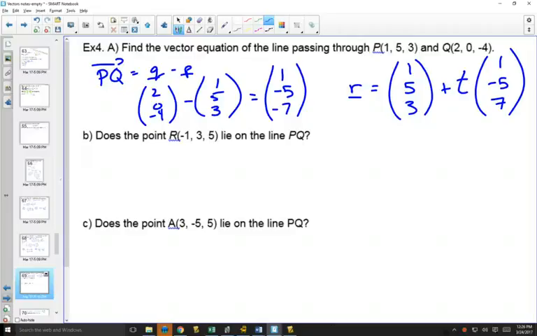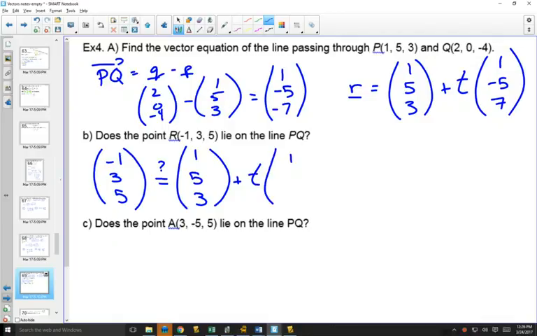So in other words, if we're wondering if (-1, 3, 5), that is a random point that we're saying, is it on the line? This is our question mark. Then there would have to be a t value that makes that work. And this is where your parametric equations are going to come into play. Because if I look at my x-coordinates, it's saying that negative 1 would have to equal 1 plus t. If that's the case, can you see that t would have to be negative 2?